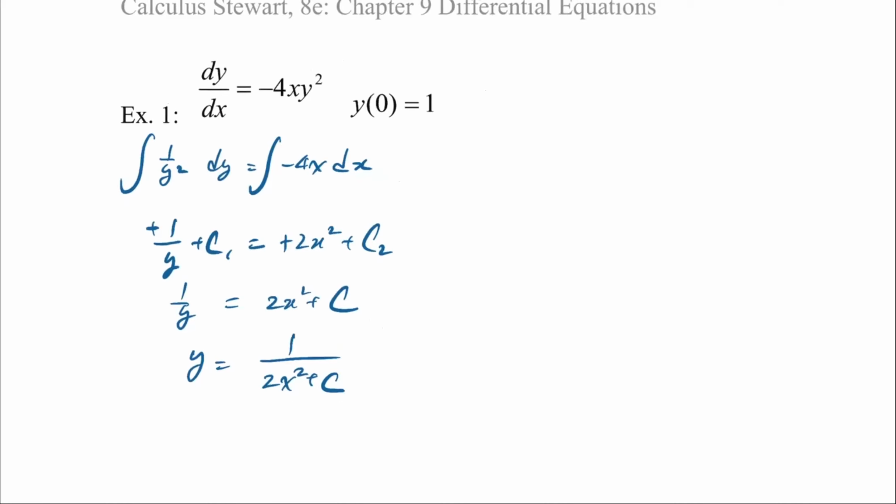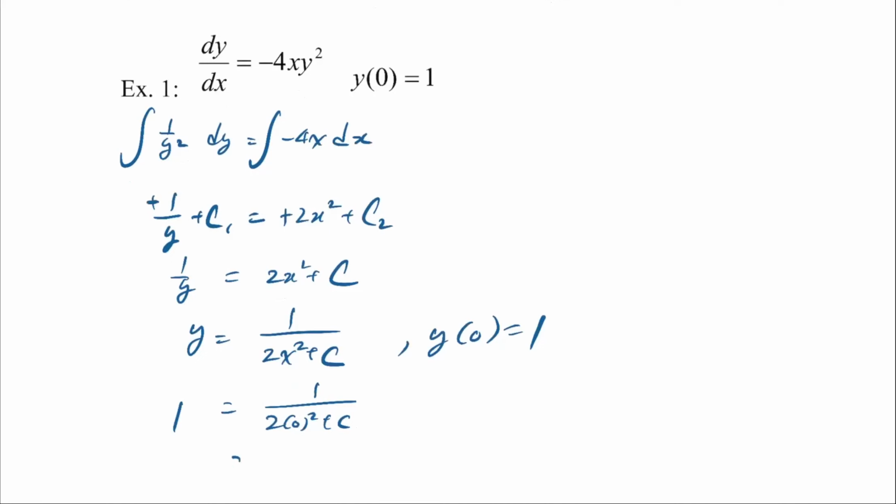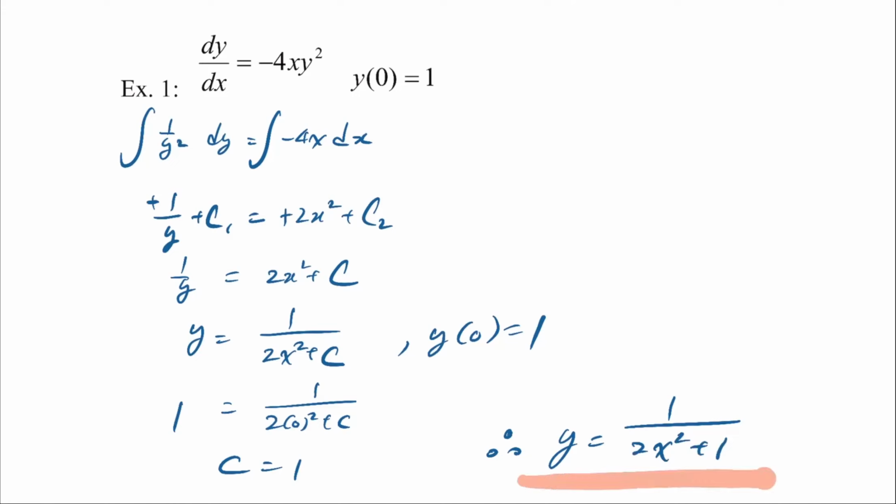So we are done with that portion, but it says y of 0 is equal to 1. So plugging in x equal to 0, and the y value then is equal to 1, we could clearly see that from here C is equal to 1, right? Therefore, my particular solution is y is equal to 1 over 2x squared plus 1. All right, guys? There you go.